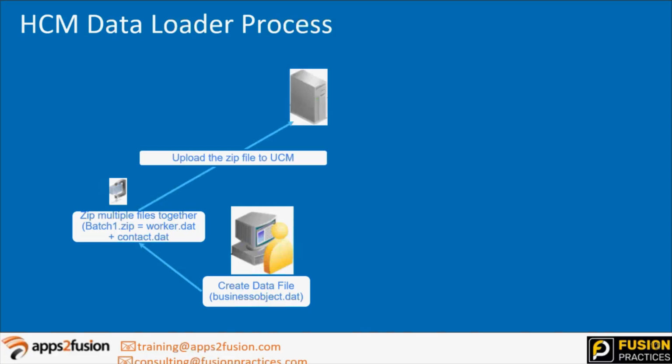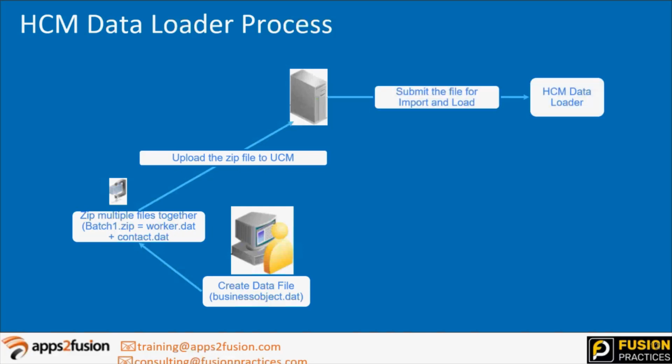Okay, the next step is that the zip files we need to place in the UCM server. UCM is also called the web content server. It's a Fusion own server. We need to place the zip file in that server and call HTL to accept the file. So the next step is to submit the file for the import and load.